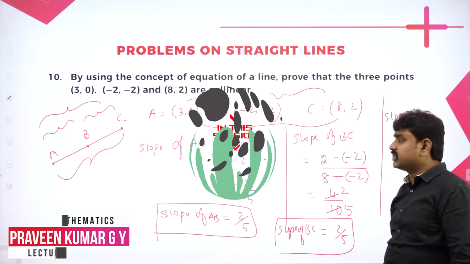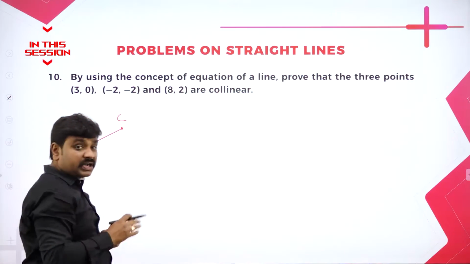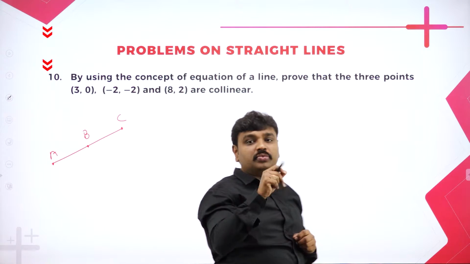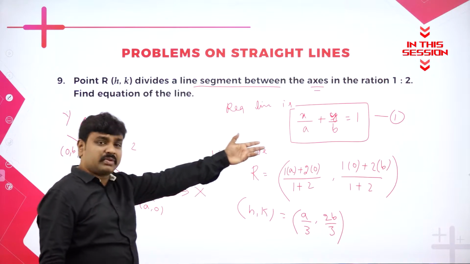Difference of y coordinate by difference of x coordinate. What is y coordinate? 2. Here what is y coordinate? 0. If the points are lying on same line, their slope should be same. Collinear means what? So what is the equation of line? X by a plus y by b equal to 1.